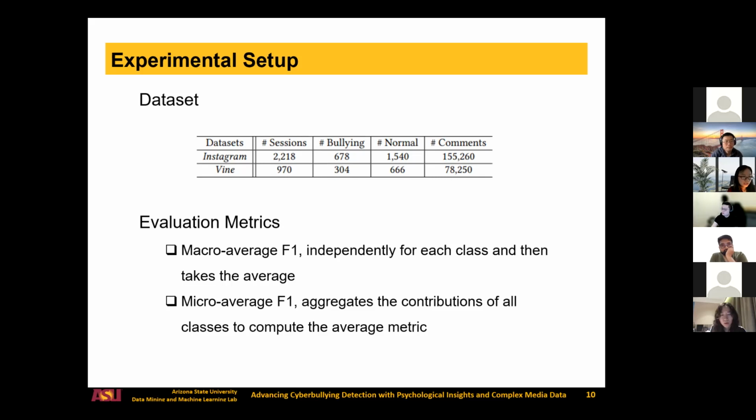For evaluation metrics, we consider some standard classification metrics, such as macro and micro average F1 scores. The difference is that the macro F1 score is calculated independently for each class, and then we take the average. For the micro average F1, we aggregate the contributions of all classes and then compute this average metric. In the binary classification case, the micro average F1 is equal to the accuracy.